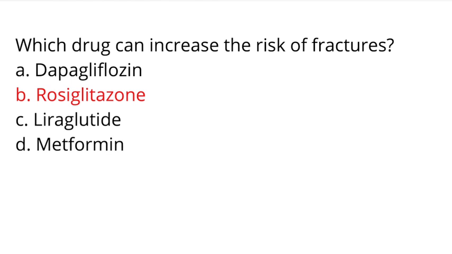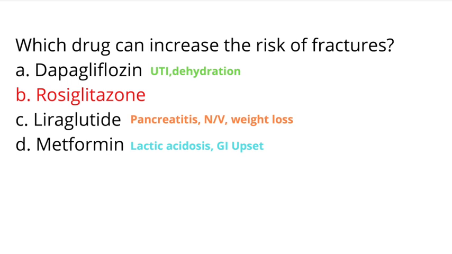All the other drugs mentioned as answer choices for this question are also high yield, so let's do a quick review. Remember that dapagliflozin is an SGLT2 inhibitor, and its very high yield adverse effects are UTIs and dehydration that can even lead to orthostatic hypotension. Liraglutides are GLP-1 analogs, and they can cause pancreatitis, nausea and vomiting, as well as weight loss. Metformin is a biguanide, and it can lead to lactic acidosis. Therefore, it should be discontinued prior to surgery and CT with contrast. And lastly, it can also cause GI upset.